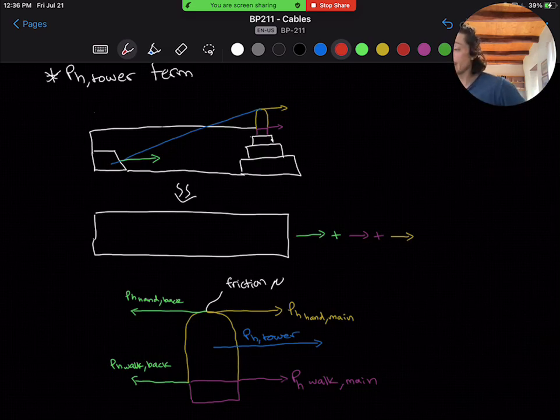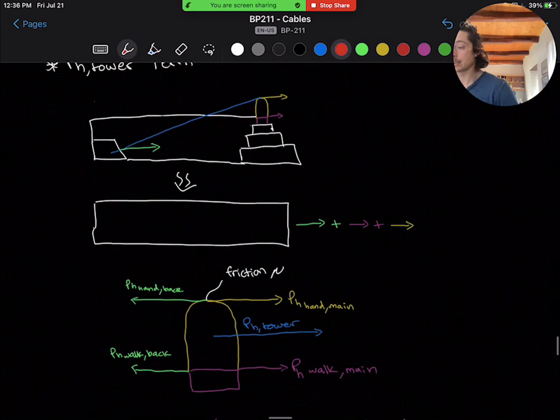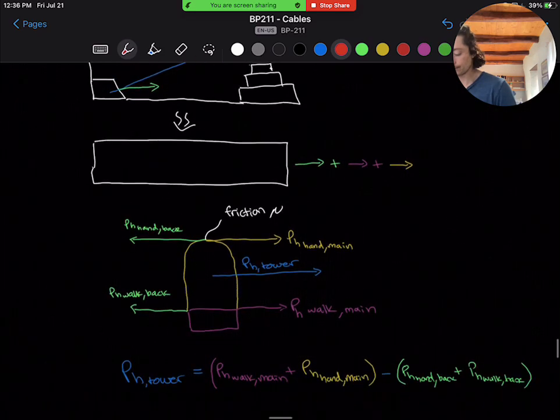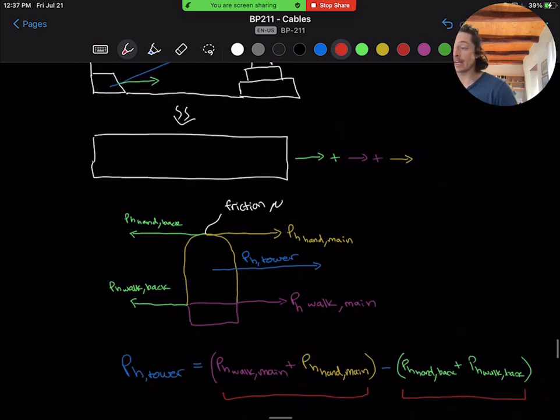So, how do we calculate our PH tower term? This is essentially the contribution of friction over the tower. So it will be the horizontal mainspan tension minus the horizontal backstay tensions. You can see our mainspan tension here and our backstay tensions here. And finally, the PH tower term adds back into our horizontal anchor forces when we are evaluating the entire abutment sliding as a block.